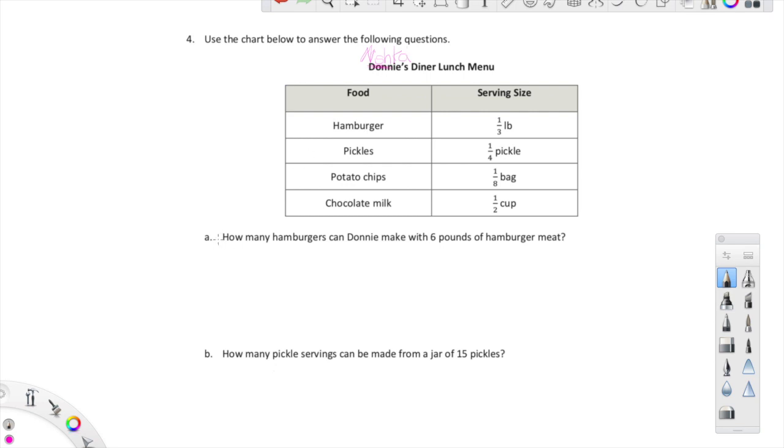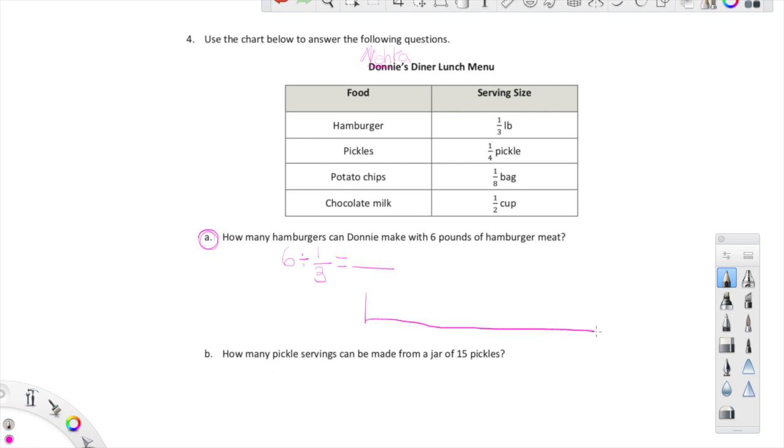And okay, so we're going to put A here. How many hamburgers can Donnie make with 6 pounds of hamburger meat? Okay, so we're going to just do 6 divided by the serving size of hamburger meat. The hamburger meat serving size is 1/3. So 6 divided by 1/3. We're going to use a model to solve this.